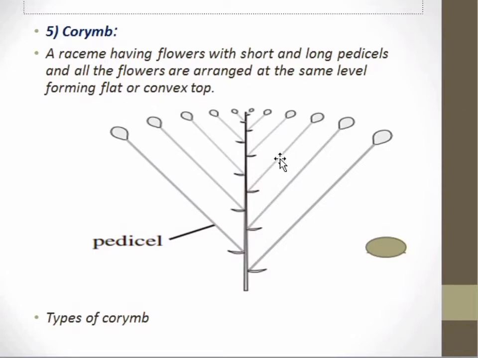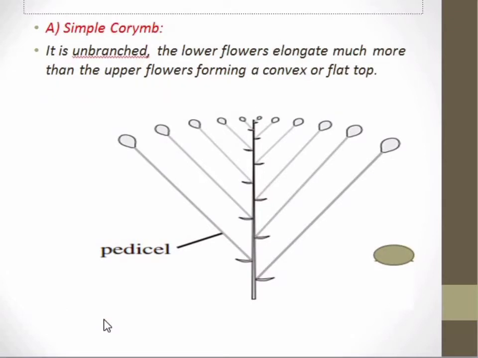Now there are two types of corymb. The very first one is simple corymb. It is unbranched. The lower flowers elongate much more than the upper flowers, forming a convex or flat top. It is simple corymb. It bears no lateral branches. These are the simple flowers. This is the simple one.